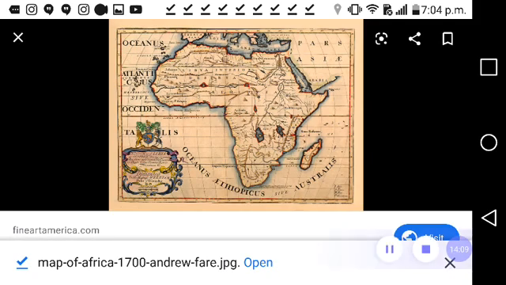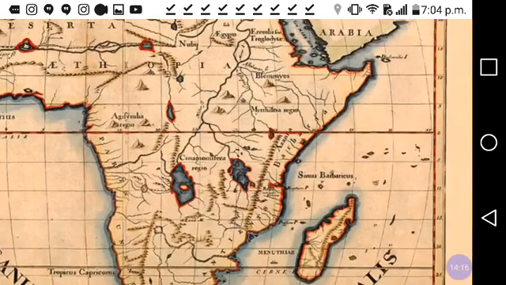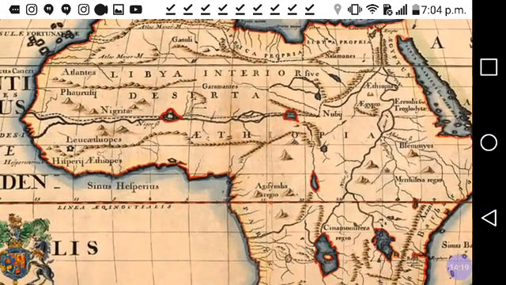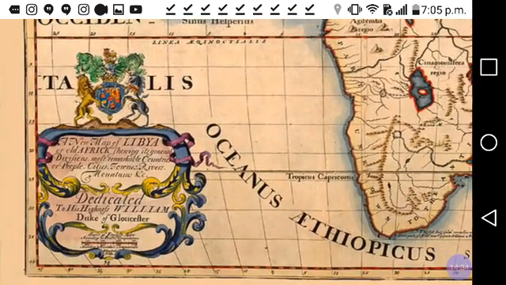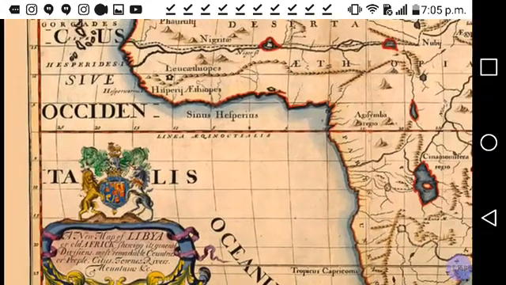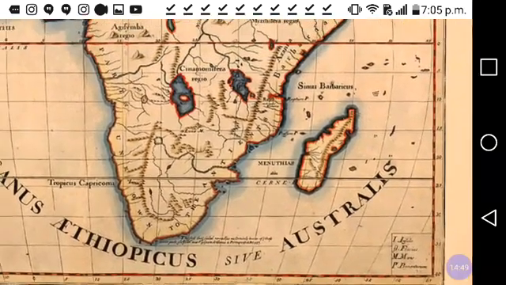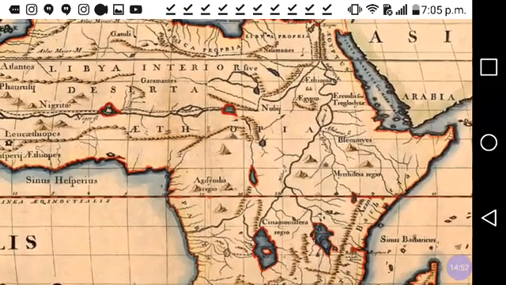Here on this 1700 map, let's make sure that we also save this particular map as well. This 1700 map by Andrew Fear. Now let's zoom in. All right, simple, to the point. Note how the continent is called Ethiopia. In the center of the map, Ethiopia. From east to west, Ethiopia. And to prove it even more so, we have the Oceanus Aethiopicus. And note that the Oceanus Aethiopicus is both in the west and also going to the south. So the continent here is Ethiopia.